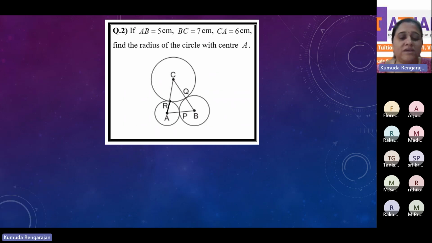So AR is equal to AP, radius, like X. Then BP is equal to BQ, correct? Yes, ma'am. Why? Radii, ma'am. Radii of the circle with center B. So Y. Then CR is equal to CQ. Same reason. Radius of the third circle with center C. So Z.